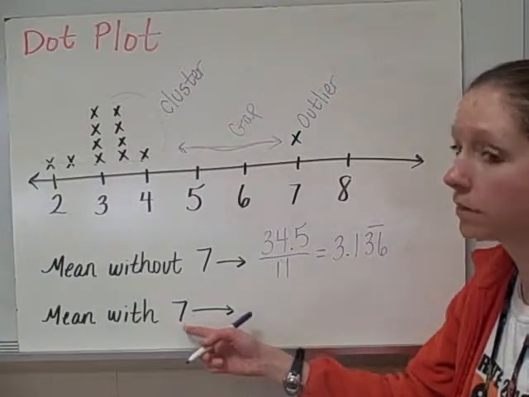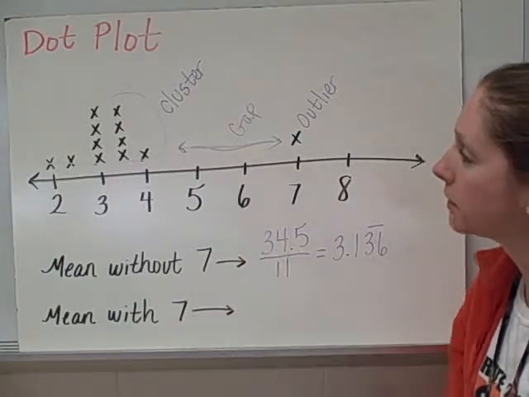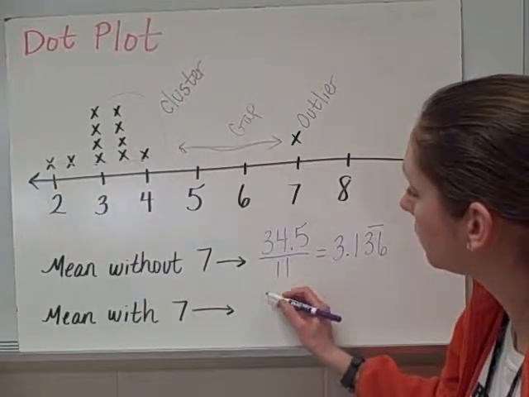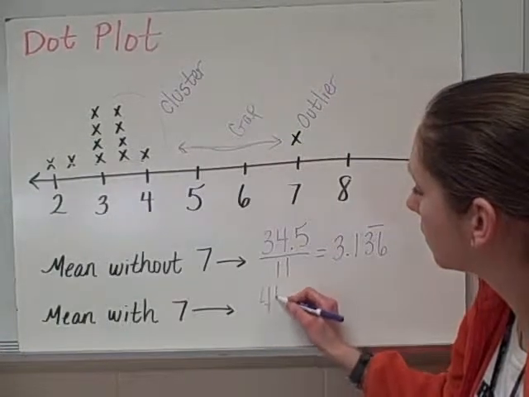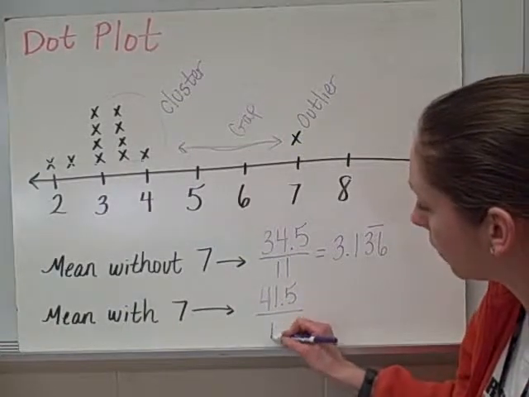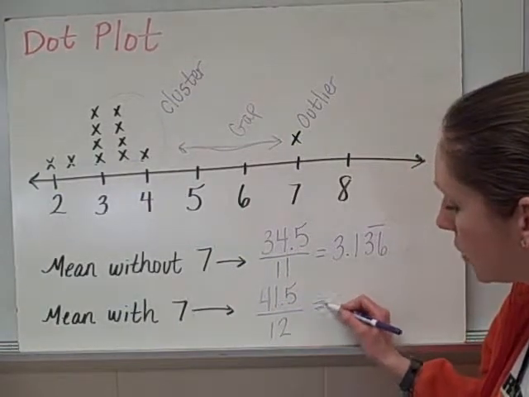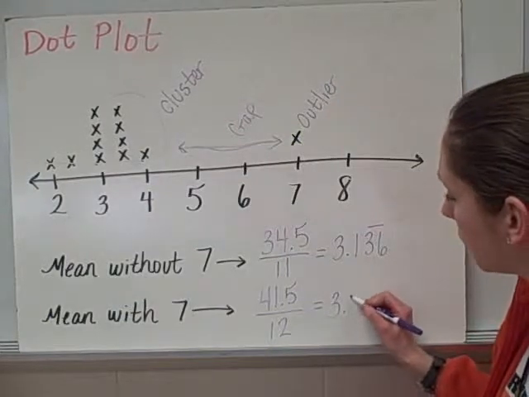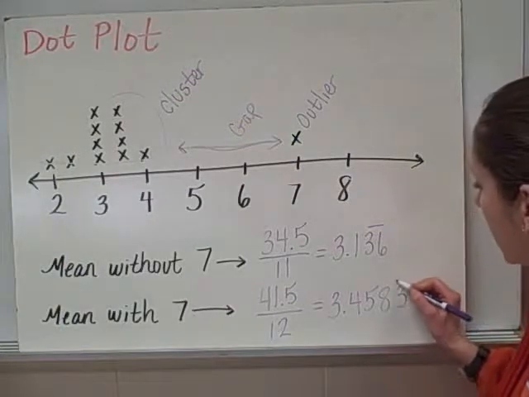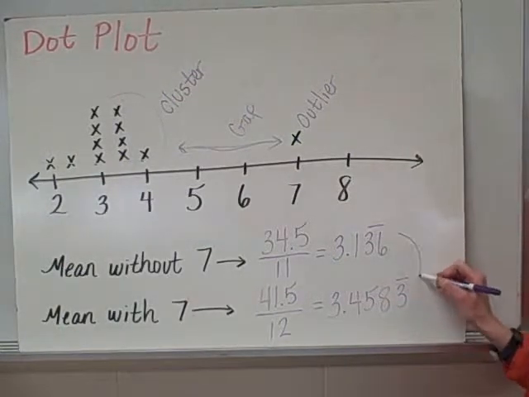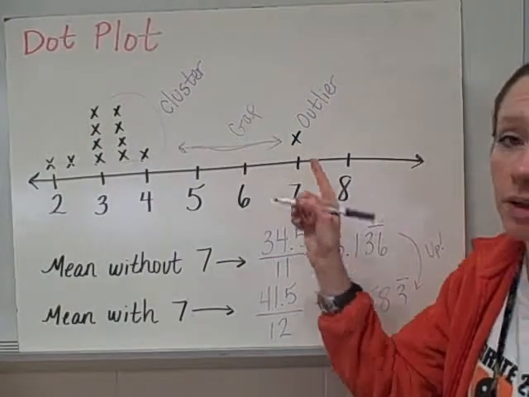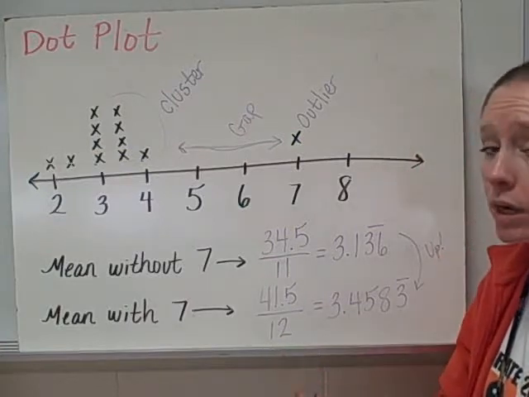Now the mean with the 7. The mean with the 7 is going to be a little bit different. It's going to be 41.5 divided by 12. And that equals 3.4583 repeating. Notice that the mean went up. That 7, because it's an outlier, is going to be bringing our mean up.